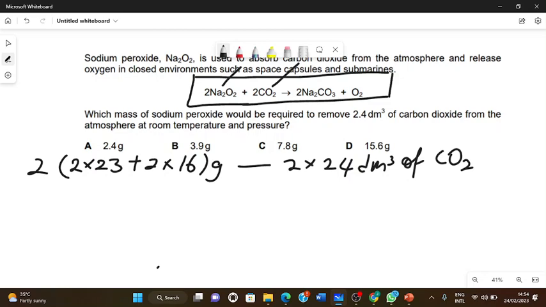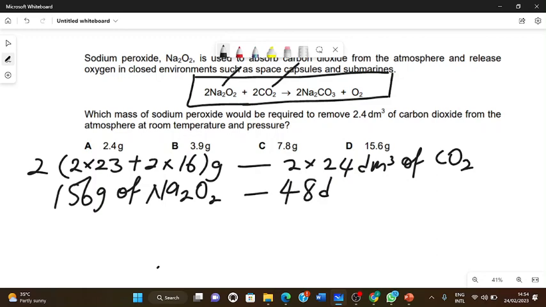So we have to calculate the mass of 2 moles of sodium peroxide, which will be 2 times 23, which is 46, plus 2 times 16, which is 32, then multiply by 2. So that means we have 156 grams of sodium peroxide will be required to remove 48 dm cube of carbon dioxide. So we're asked to calculate the mass of sodium peroxide that will be required to remove 2.4 dm cube of carbon dioxide.